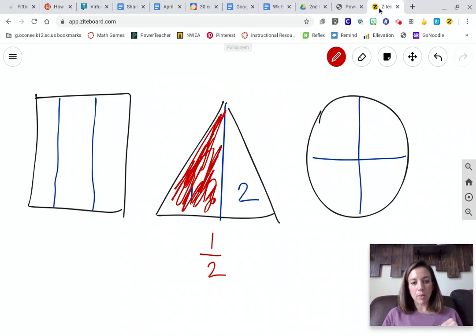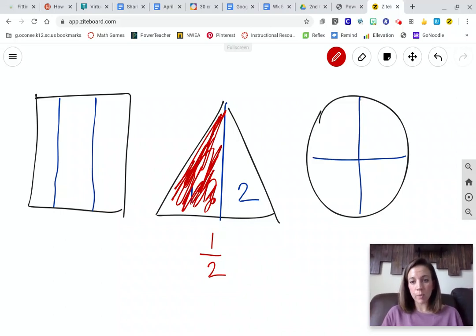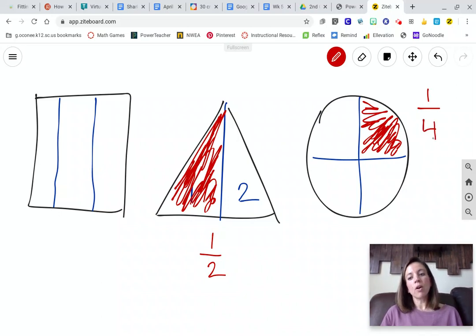Okay, so if I go back to this, I divided my circle, I partitioned it already into 4 equal parts. It's not perfect, but that's because I'm doing it on the computer. I can shade in any part. It does not matter which part I shade in. But once I have it shaded in, then I will have one part out of 4 total parts: 1, 2, 3, 4. So this is 1/4.